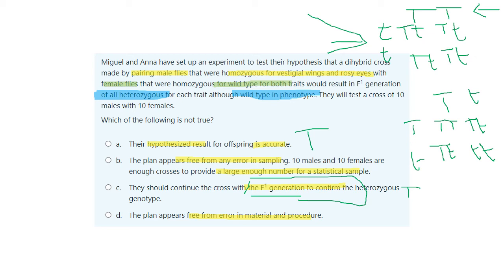So we need to look at answer B and answer D. The plan appears free from error in sampling. Sampling means how we choose those that will be taking part. In this experiment, there were 10 males and 10 females. And the answer says that is enough for a statistical sample. Statistical sample means that we can trust what we are seeing will always happen. We believe that what we are seeing is not the result of random chance.